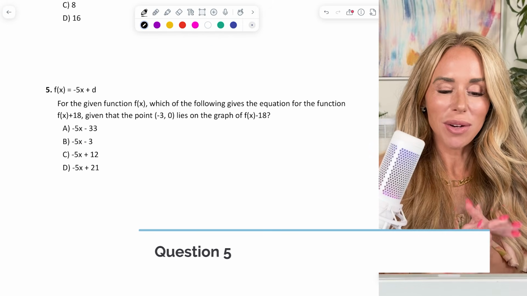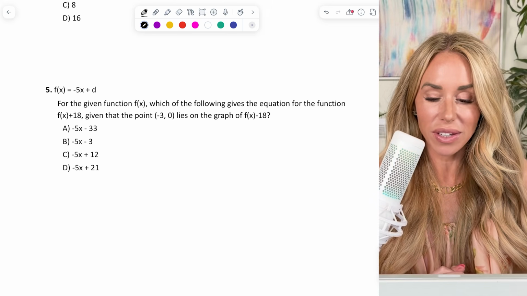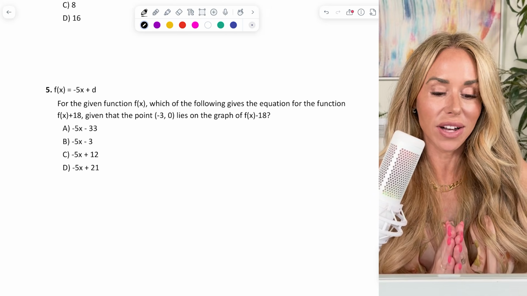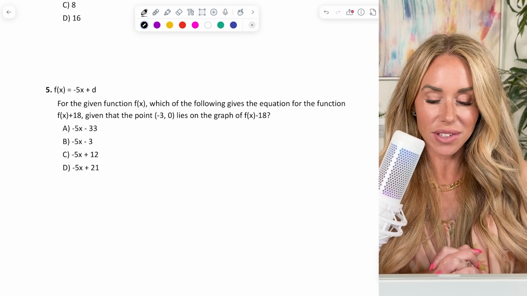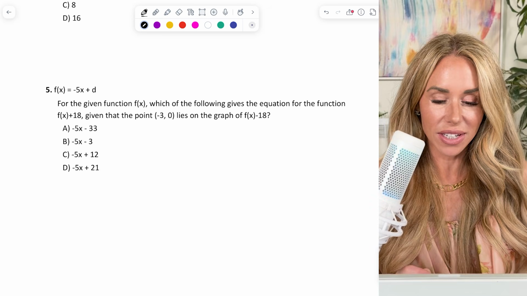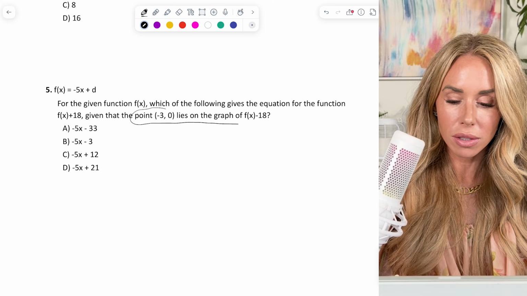All right, guys, let's talk about number 5. So we have, for the given function f of x, which of the following gives the equation for the function f of x plus 18, given that the point -3, 0 lies on the graph of f of x minus 18. Okay, we're going to start with this information.